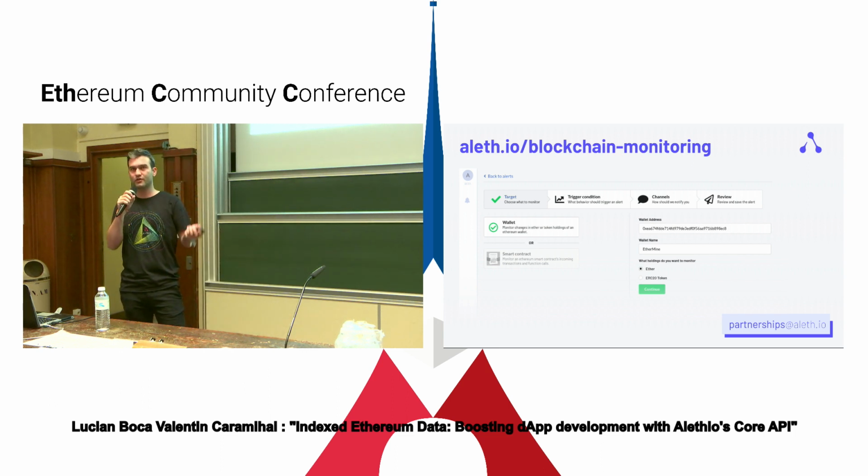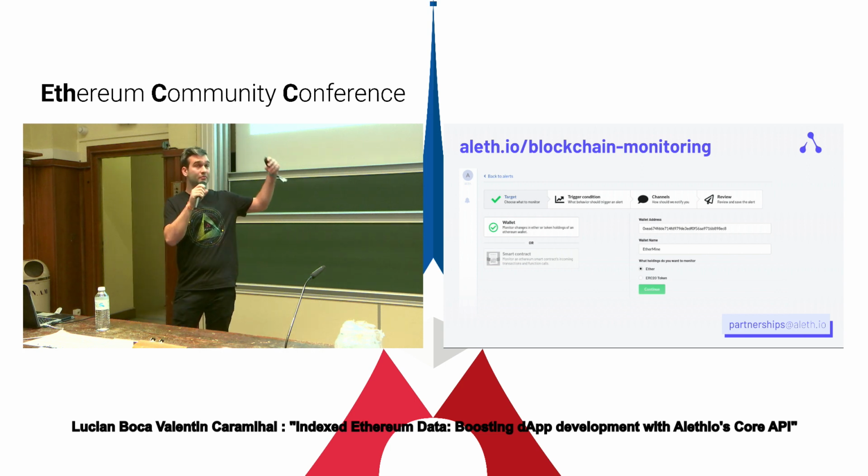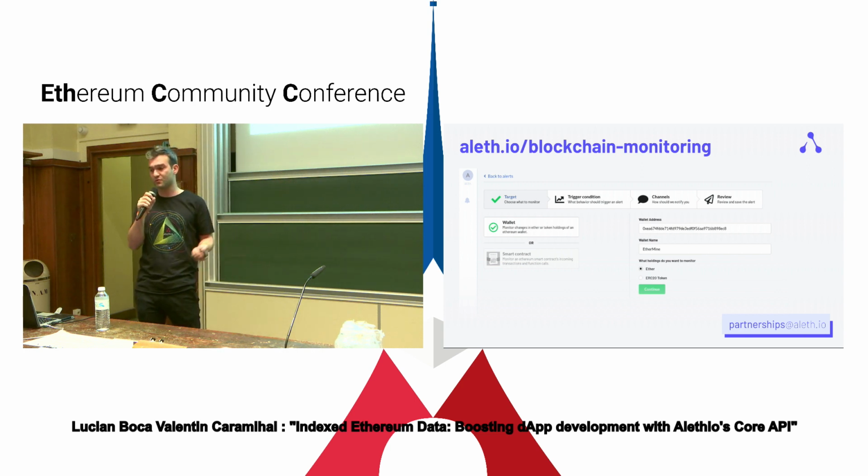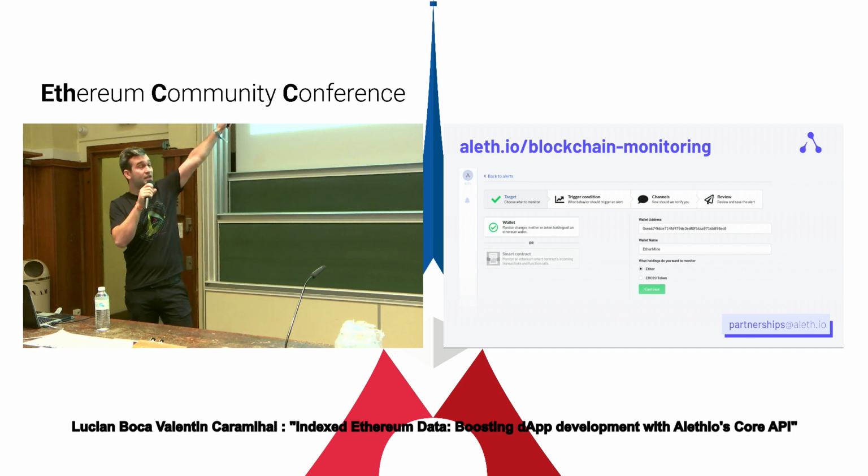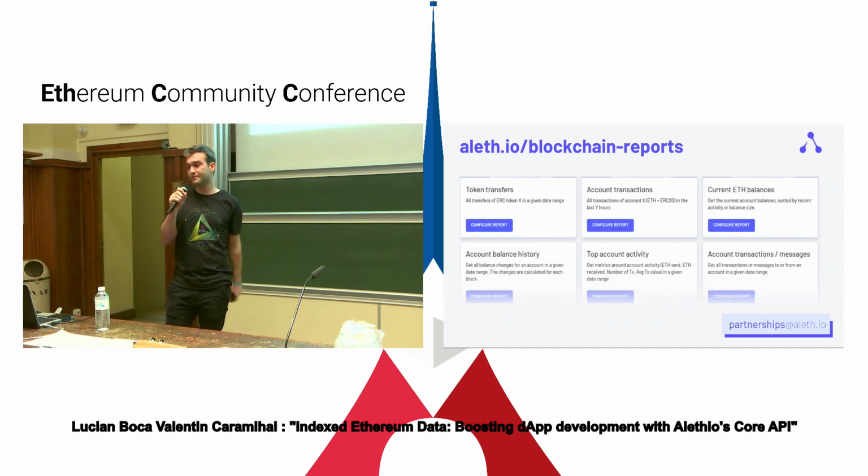And it can alert you on multiple channels like email, and we're coming up with other types of notifications as well. You can go to that link and see more about it. And finally, blockchain reports.